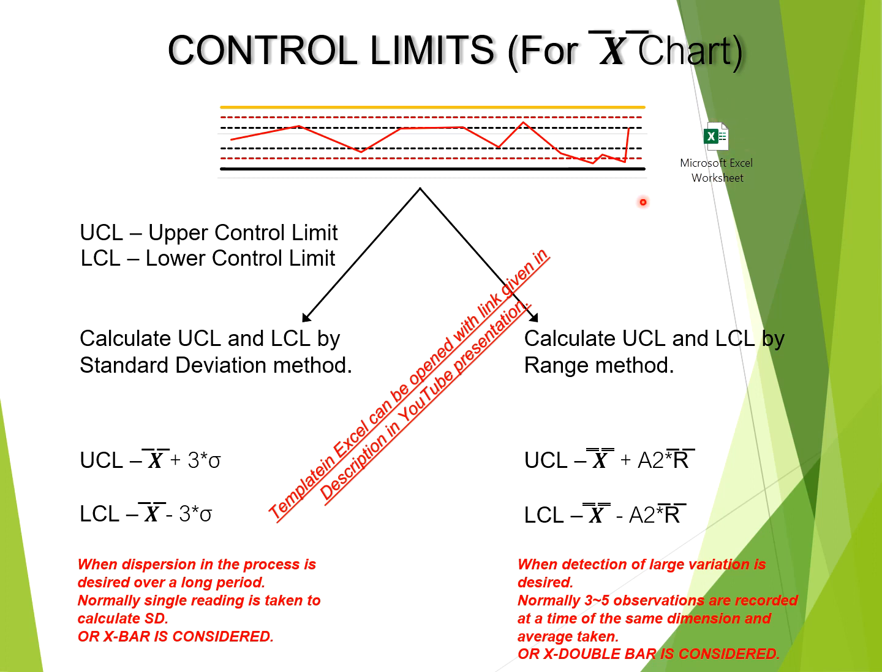This is the template where you have to feed the date and the observations you have made. After that, you will automatically get the graph made. You will get the values of X double bar, range, and the values of 1 sigma, 2 sigma, 3 sigma, all these things you will get. So this is the template.